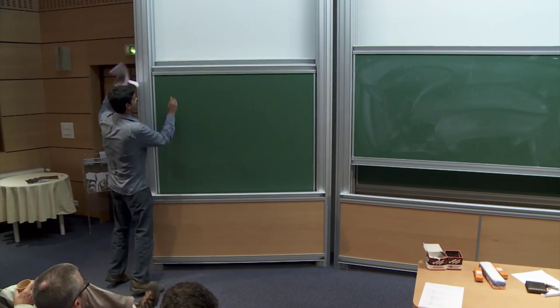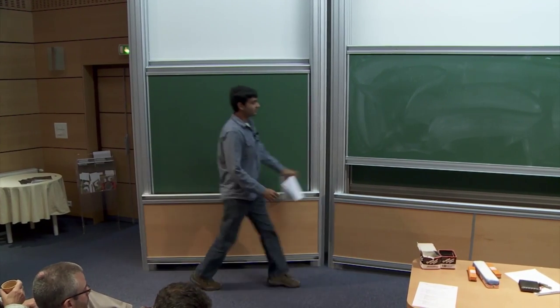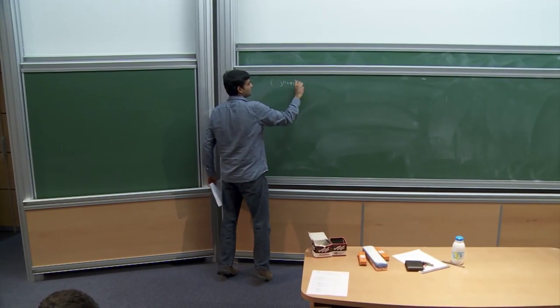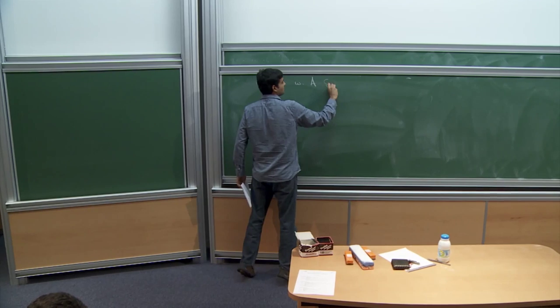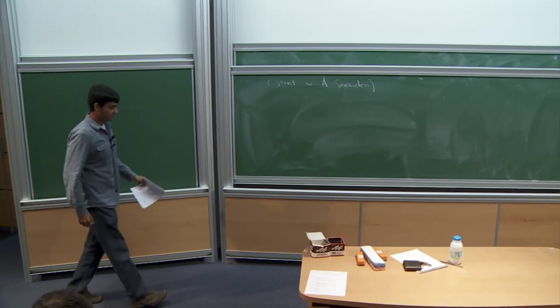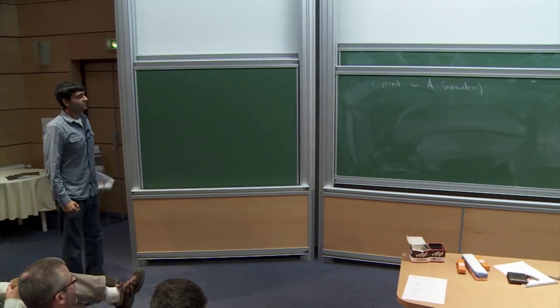So everything I'm talking about today is, maybe I'll start here. It's joint work with Andrew Snowden. And the goal is the construction of integral structures on the de Rham cohomology of varieties over number fields.